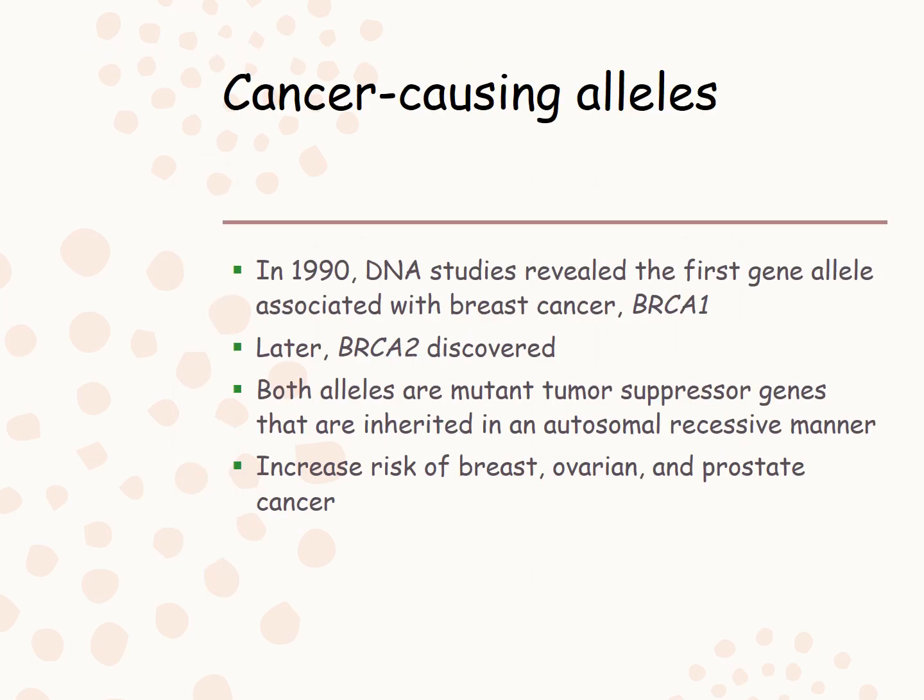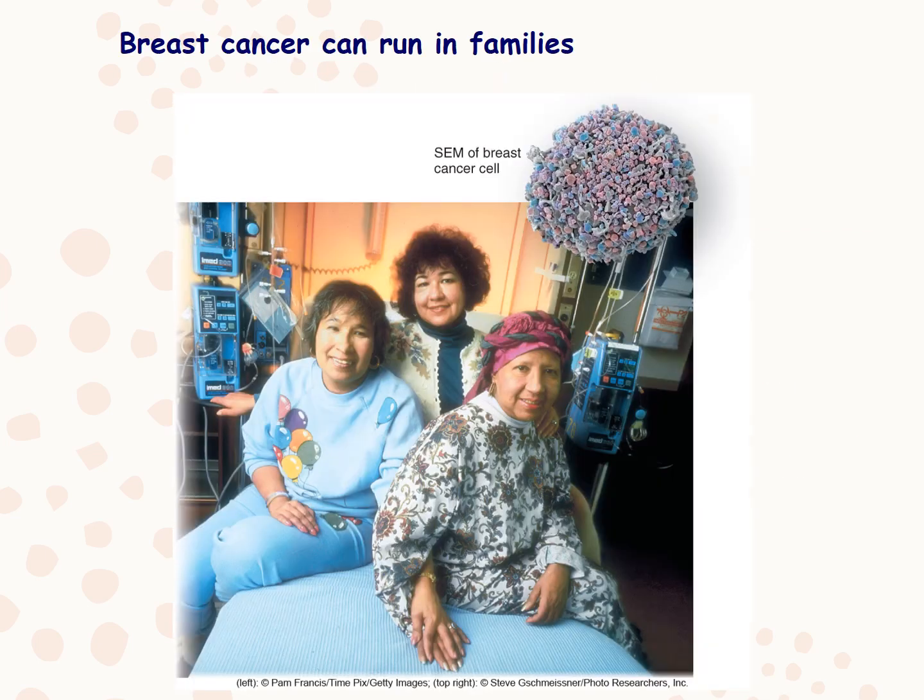Remember that an allele is an alternate form of the gene. If you inherit one mutated allele, the likelihood of developing cancer increases. In the 1990s, DNA studies revealed the first gene allele associated with breast cancer, the BRCA1 gene. Later, the BRCA2 gene was discovered. Both alleles are mutant tumor suppressor genes, and they are inherited in an autosomal recessive manner. Having these alleles increases the risk of breast, ovarian, and prostate cancer. For this reason, breast cancer can run in families.